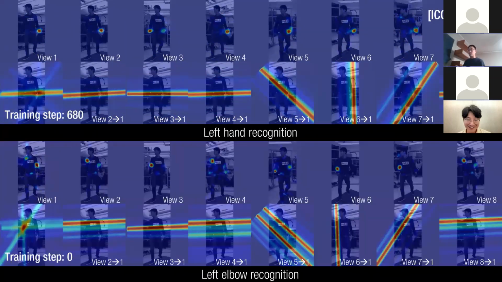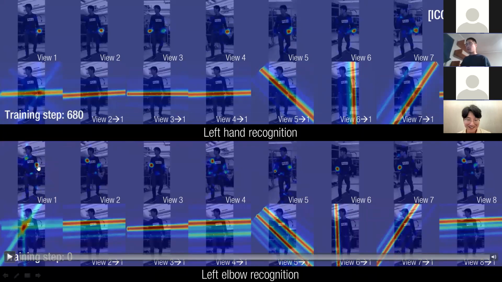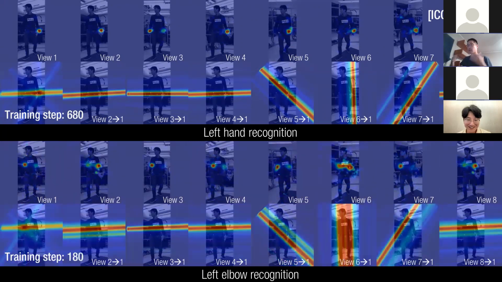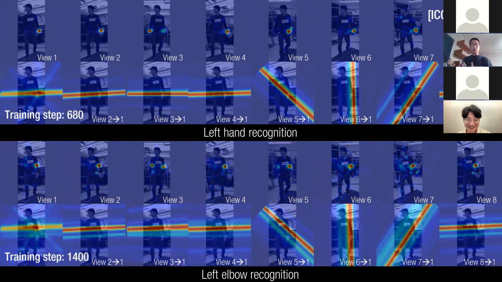Same for the left elbow here. We predict the left elbow. This is the correct location, but the network makes a mistake for view 2, view 3, and so on. But by applying this epipolar loss, everything converges to the right solution, because this is the only location that is consistent across views.